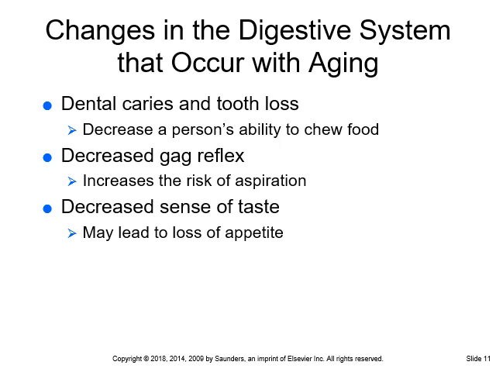Changes in the digestive system that occur with aging. Dental caries and tooth loss. This decreases a person's ability to chew food. Decreased gag reflex results in increased risk for aspiration. And also a decrease in sense of taste. This may lead to a loss of appetite.